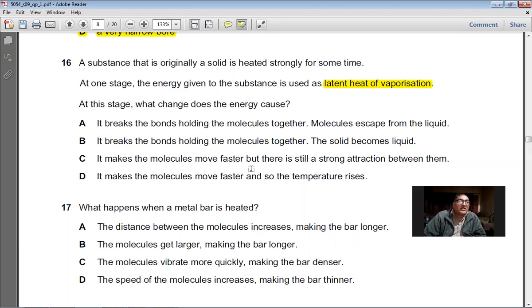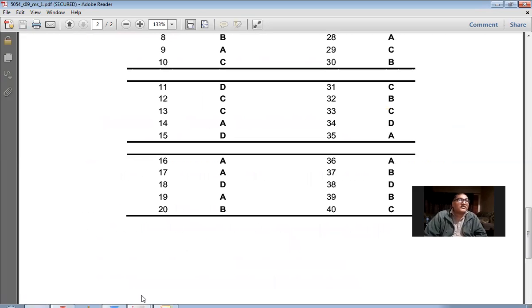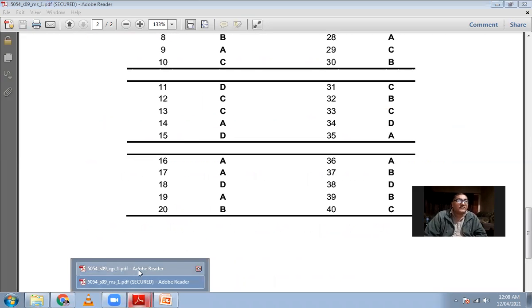It makes the molecules move faster, but there is still a strong attraction between them. That's wrong. It makes the molecules move faster, so the temperature rises. That is also wrong, because during the state change, the temperature does not rise. And it says it breaks the bond holding the molecules together, molecules escape from the liquid. I think this is the answer. A is the choice. Question number 16, A is the right choice.